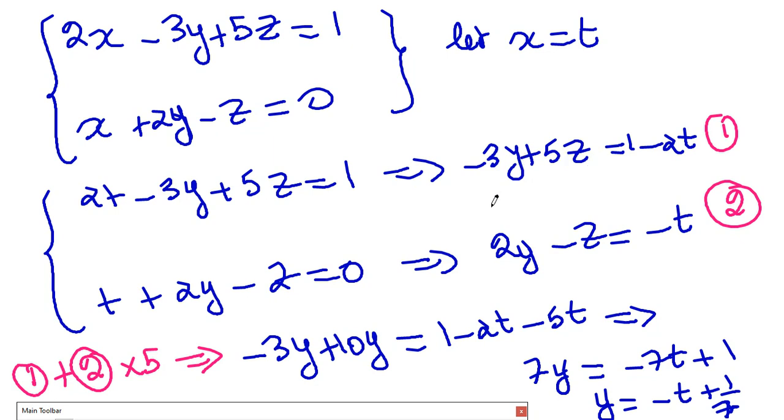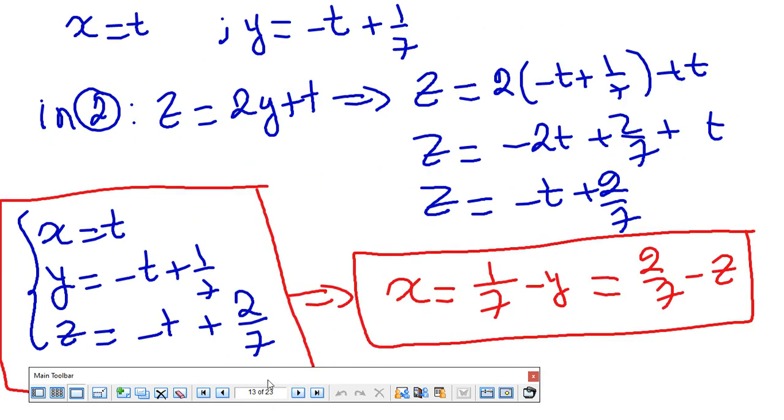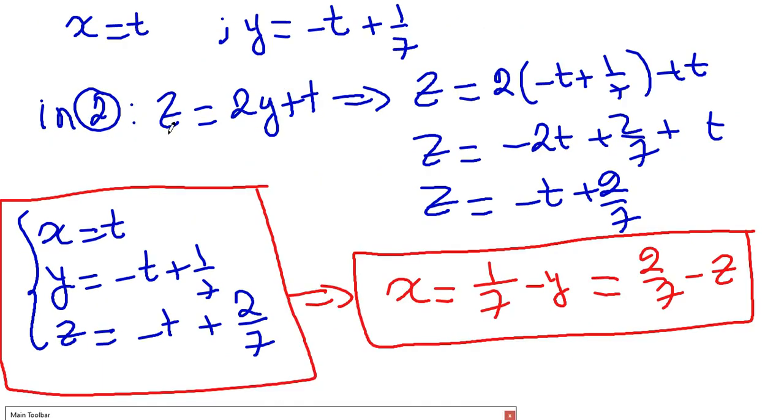Now my objective is to find y and z in terms of t. So I decide to eliminate z. I multiply the second equation by 5 and add it to the first equation. So I will have -3y + 10y + 5z - 5z = 0, and 1 - 2t - 5t on the other side. Then I solve for y and I get y in terms of t. So I have x in terms of t and y in terms of t. Now I replace x and y in either the first or the second equation to find z in terms of t. So this is x, this is y. In equation 2, I replace z.